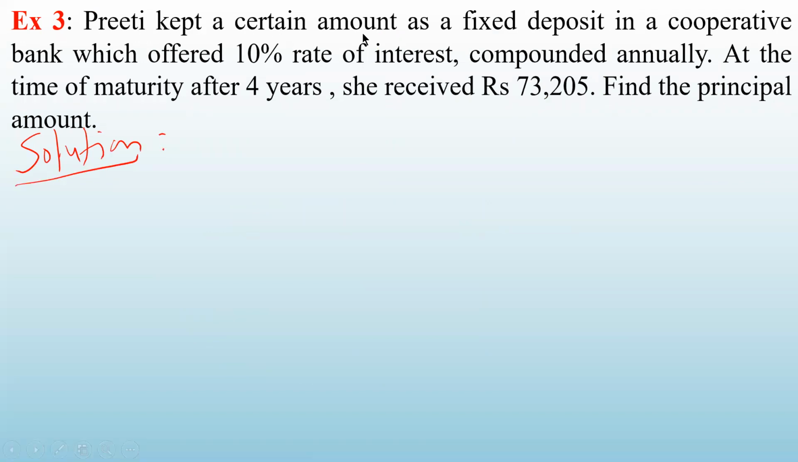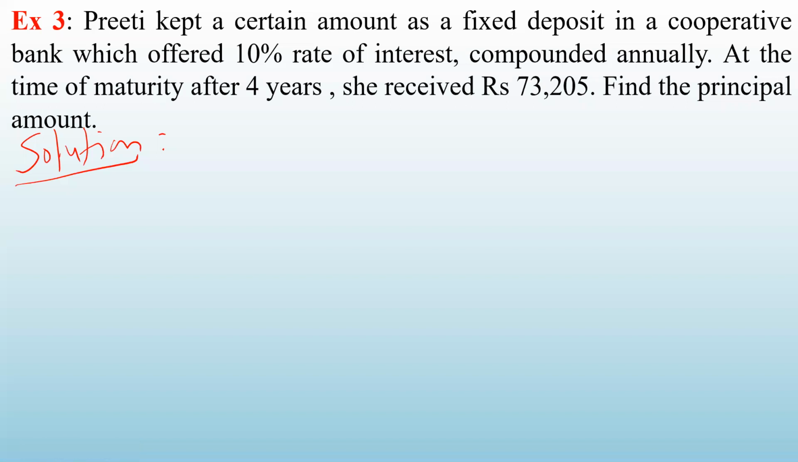Look at this. Preeti kept a certain amount as a fixed deposit in a cooperative bank, which offered 10% rate of interest, compounded annually. That means the meaning is 10% per annum. At the time of maturity after 4 years, she received rupees 73,205. Find the principal amount.